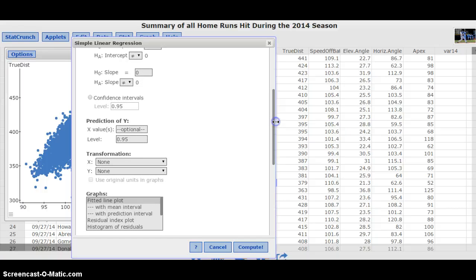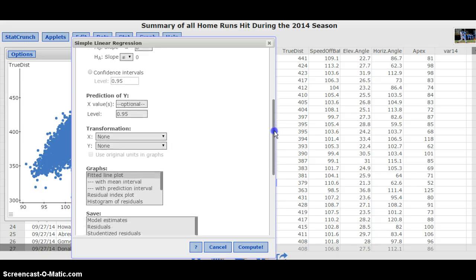The other thing that you might see down here, if I can get it to work, is that you can get it to predict. So you have a prediction example on your StatCrunch assignment. So I'm just going to pick a speed off of the bat. I'm just going to pick 100. So what it's going to do is predict how far the ball is going to go if I have a speed off of the bat of 100 miles per hour.